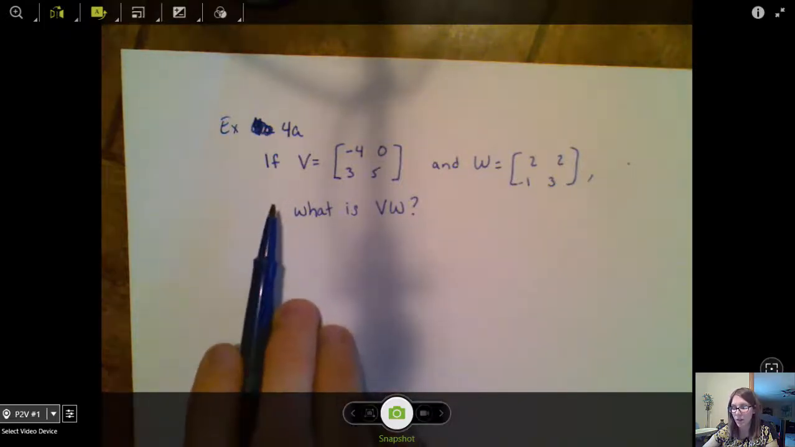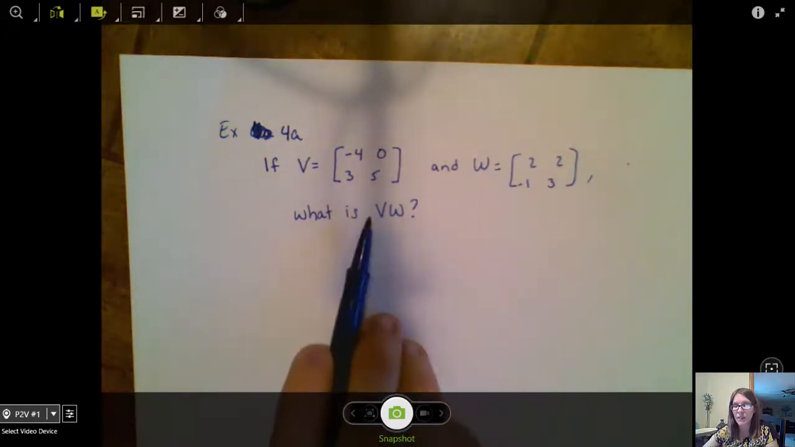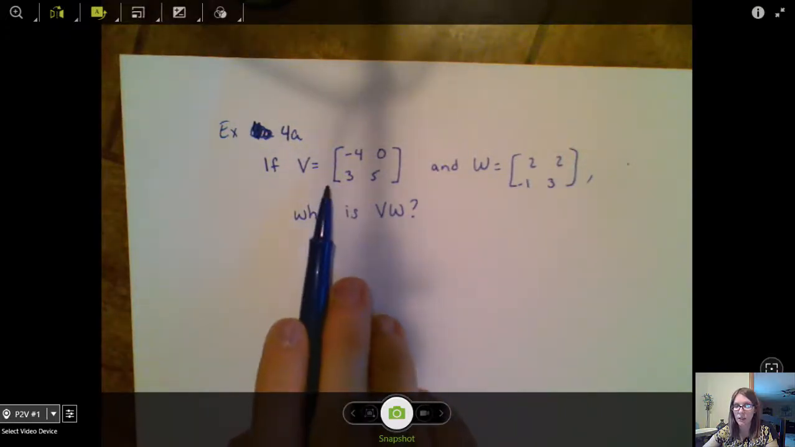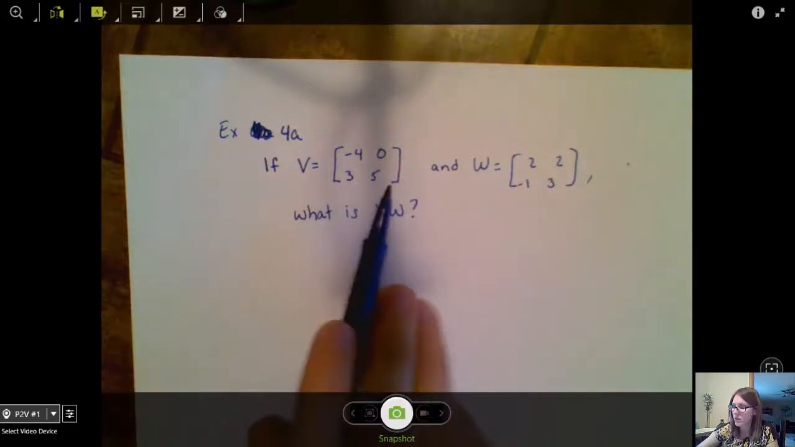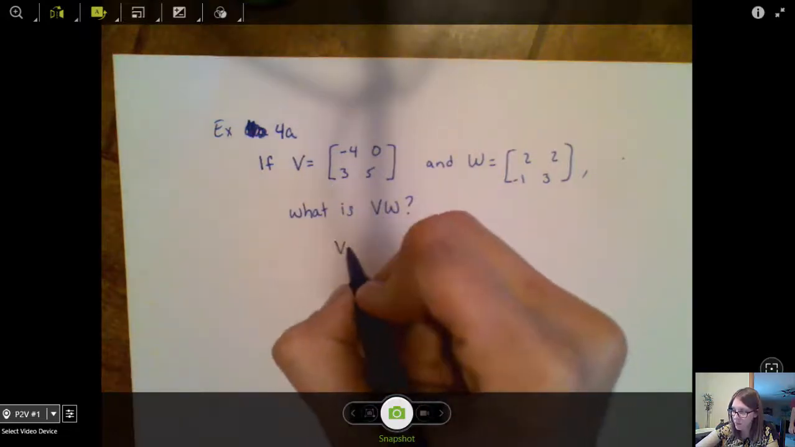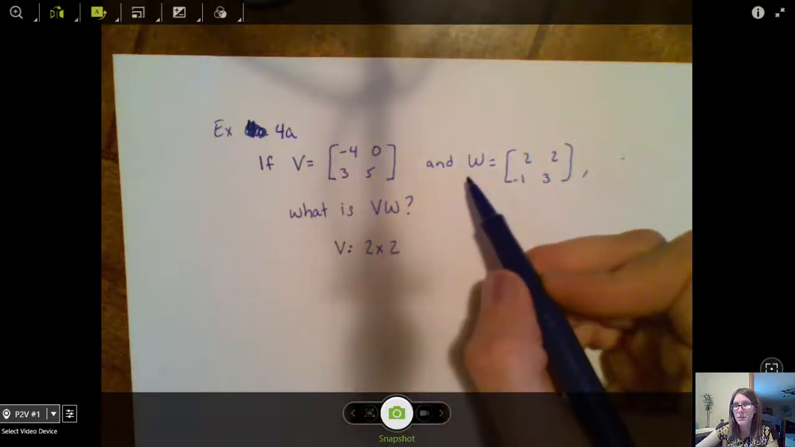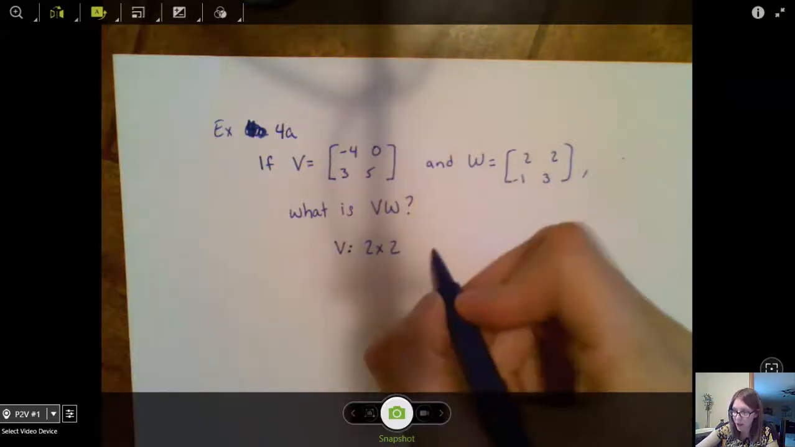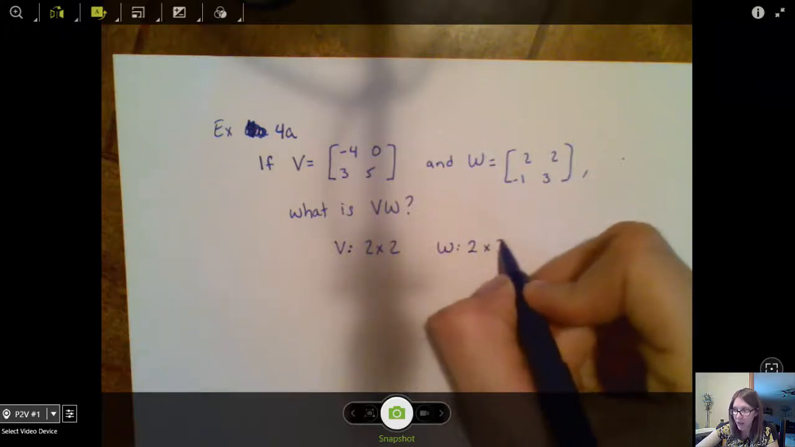We want to do matrix V is this and matrix W is here. What is V times W? I want to take V times W. Let's start off by thinking about what the dimensions are for matrix V. I have 2 rows, 2 columns. Matrix W, same thing. I have 2 rows and 2 columns. So really you could go off of they're the same dimensions, we can multiply.